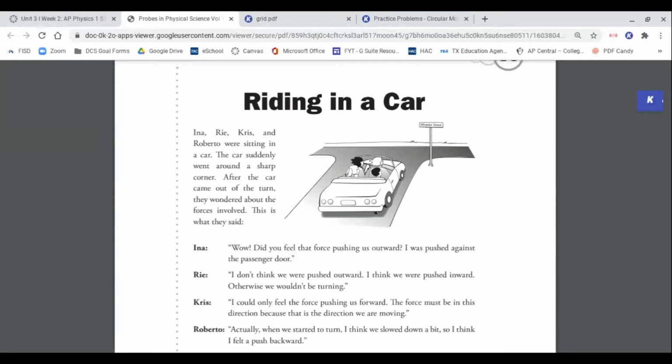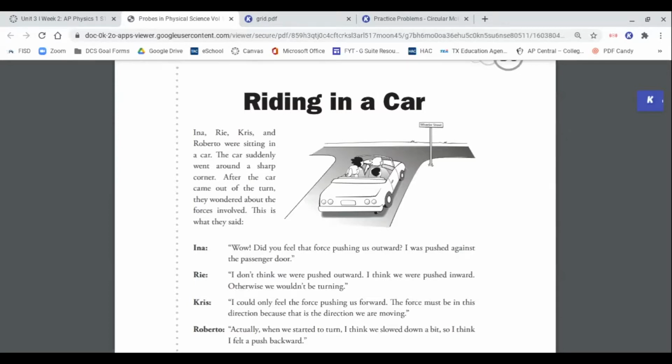Let's say they're taking this curve to the right. You can imagine when you're in a car and you take a curve to the right, you lean against that left door if you're on the left side. Here we've got Ina, Ree, Chris, and Roberto sitting in a car. The car suddenly went around a sharp corner. After the car came out of the turn, they wondered about the forces involved, and this is what they said. Ina said, "Wow, did you feel that force pushing us outward?"